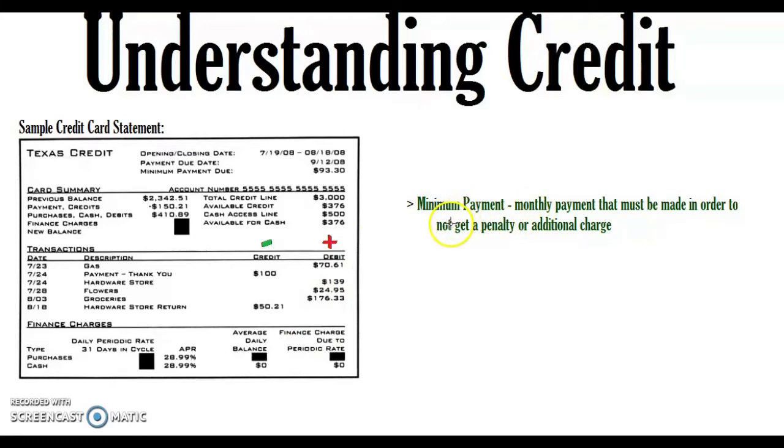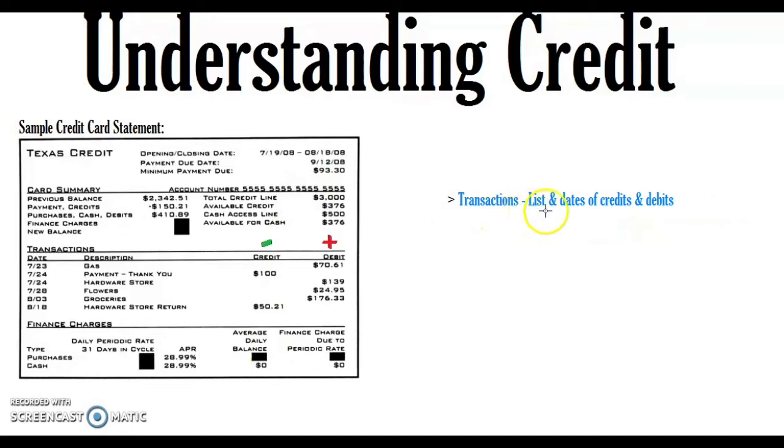Minimum payment. Minimum payment is a monthly payment that must be made in order to not get a penalty or an additional charge, and the minimum payment is typically located somewhere around the opening and closing dates. Transactions. Transactions is a list and the dates of the credits and debits, typically found right in the middle of the credit card statement. Here's the list of the dates, where the transactions were made, and what type of transaction they are.